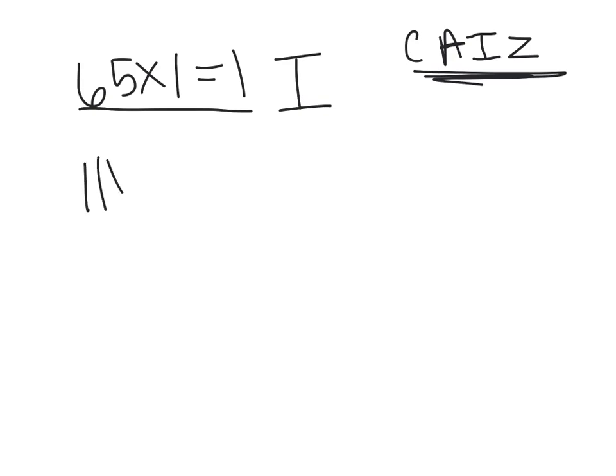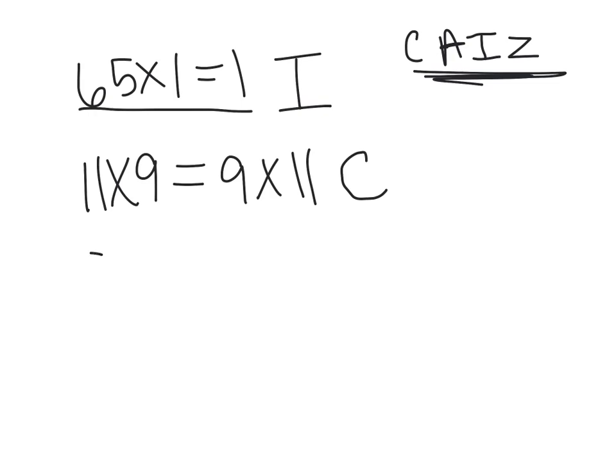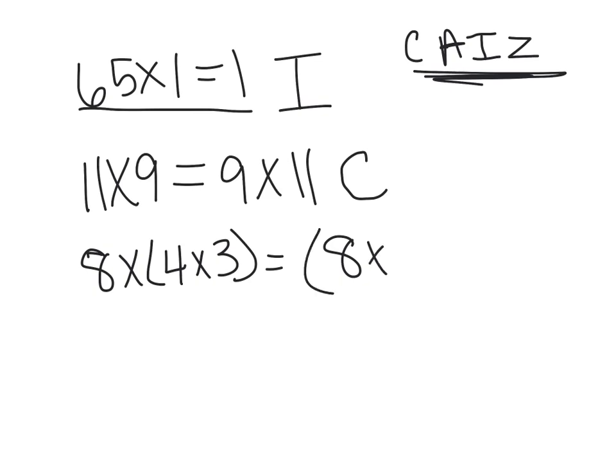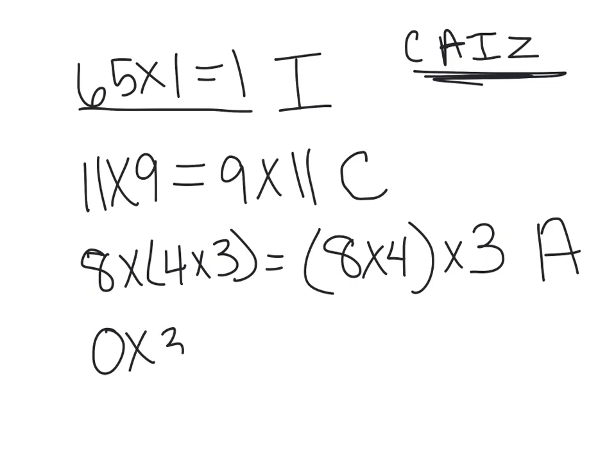If I have 11 times 9 is the same thing as 9 times 11. 11 groups of 9 is the same thing as 9 groups of 11. Which one of my properties? I moved them around, so it's going to be commutative. Next one, if I have like 8 times 4 times 3 compared to 8 times 4 times 3, this one's going to be the associative property. And finally, if I have 0 times 32 equals 0, this is going to be the 0 property.